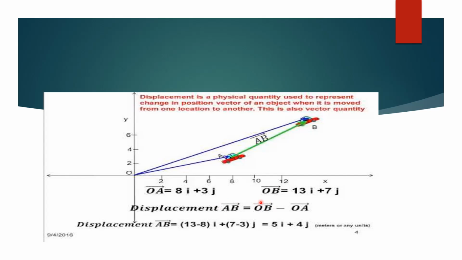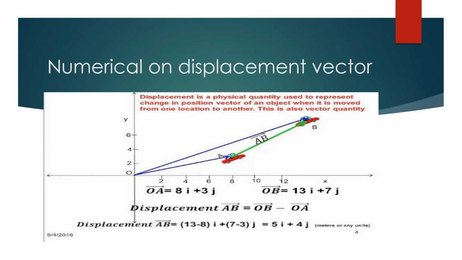If you want to know the displacement, we subtract 8 from 13, that is x2 minus x1, and 3 from 7, that is y2 minus y1 for j. The displacement vector comes out to be 5i plus 4j. So this was a numerical on the displacement vector.